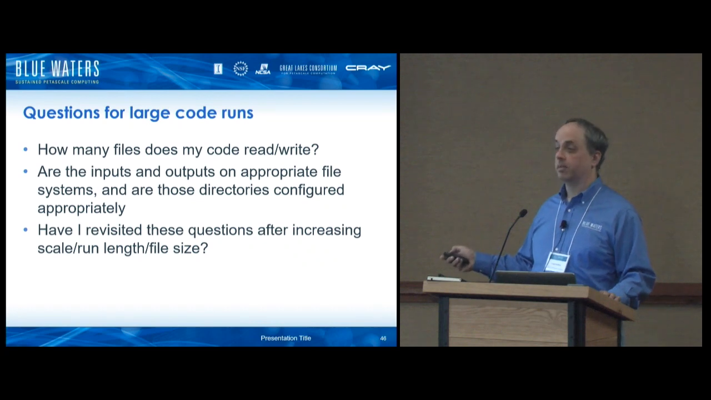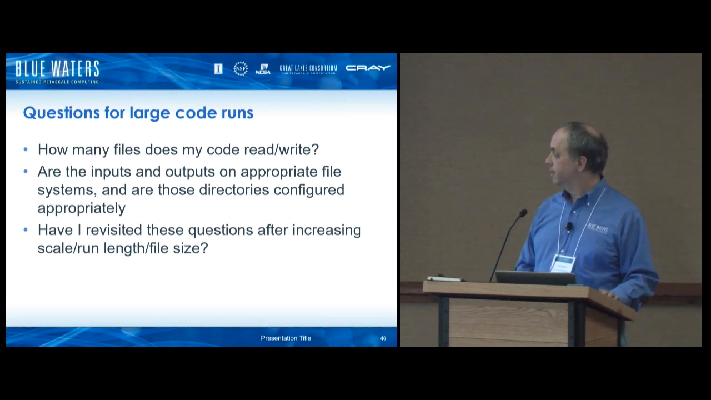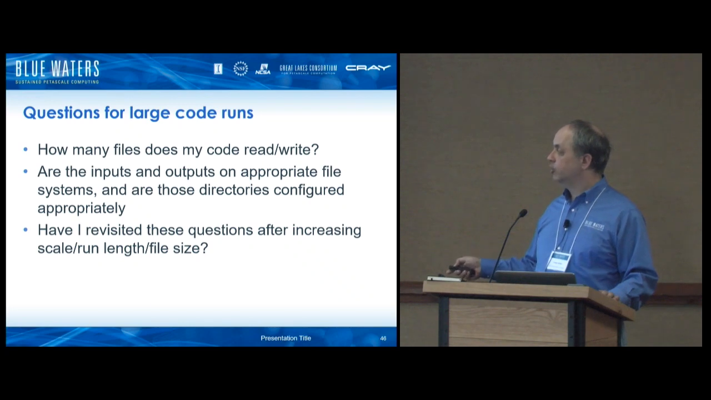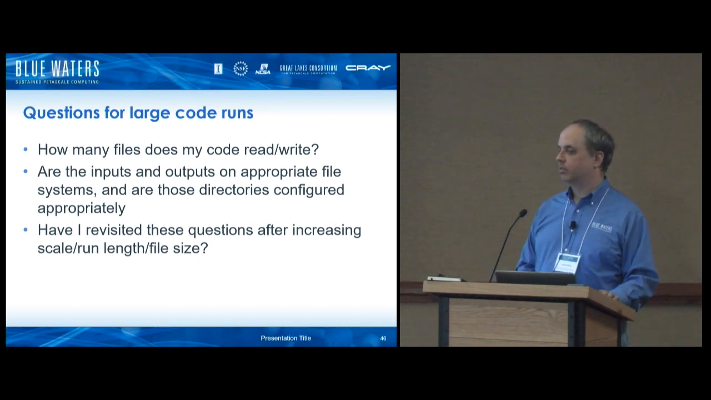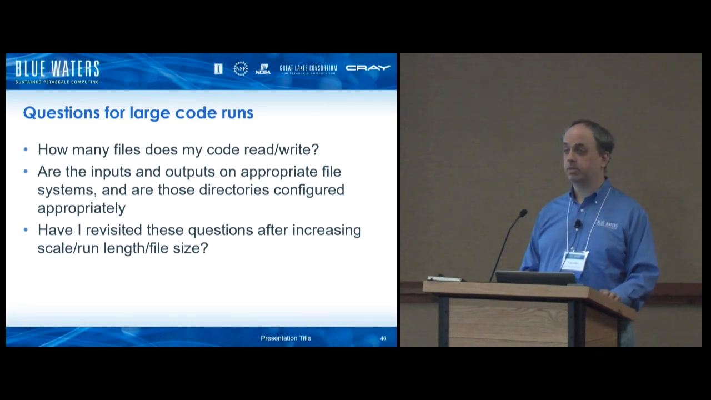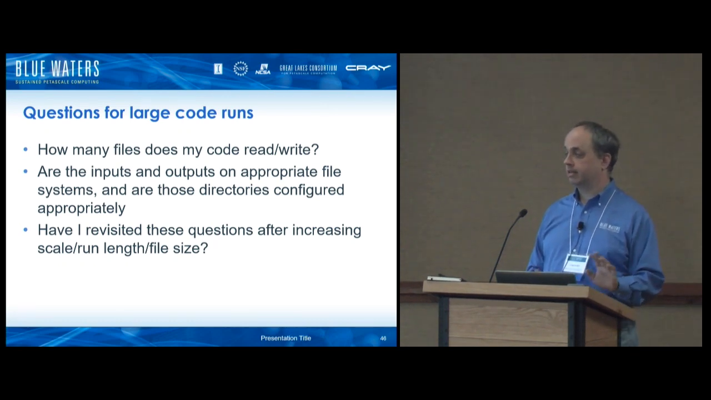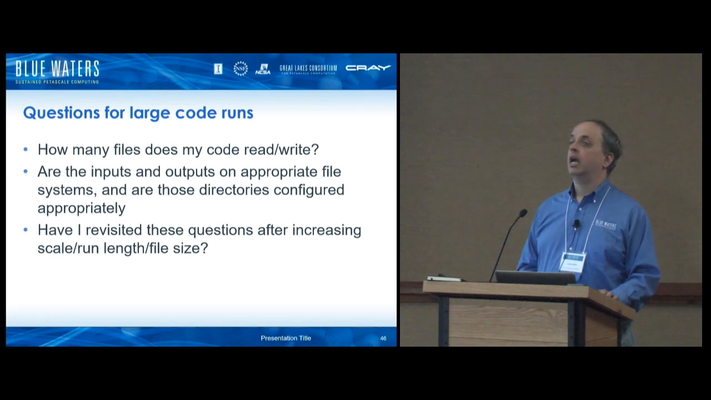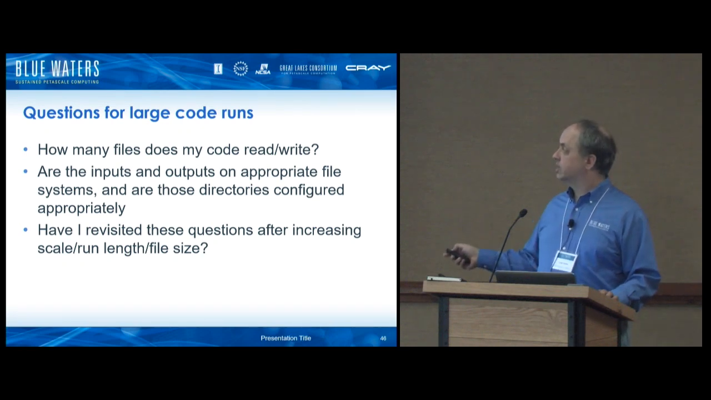Questions to ask yourself: How many files is my code reading and writing? Is that topology appropriate for the systems, for the directories that I'm writing to? And have I looked at these questions again when I cranked my code up to a larger size? I mean, it's awesome. We love it when you scale your code up to be bigger and parallel, and that's all fancy and exciting. But it's good to revisit these questions: am I writing too many files all at once?